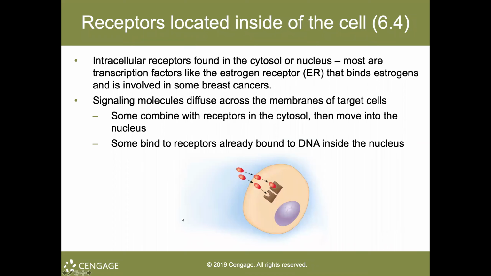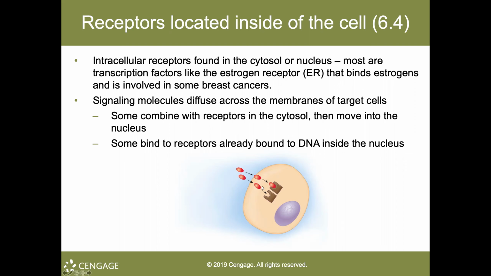And then finally, you have receptors that are located inside of the cell. Your intracellular receptors are found in the cytosol or the nucleus. And these are mainly going to be transcription factors. An example of an intracellular receptor would be the estrogen receptor. And these are going to bind ligands such as estrogens. Estrogens have been linked to breast cancer. So estrogens binding to estrogen receptors, and different estrogen receptors, have been linked to breast cancers.